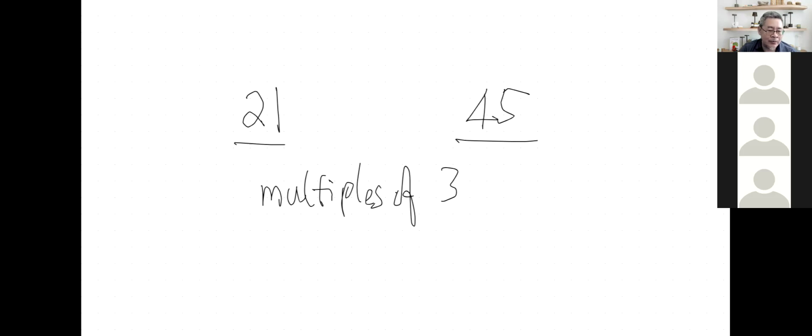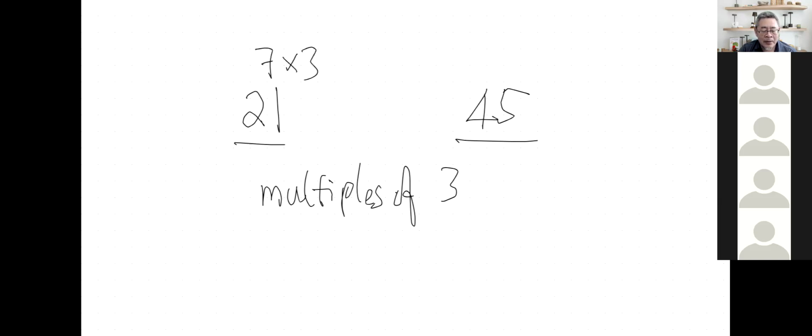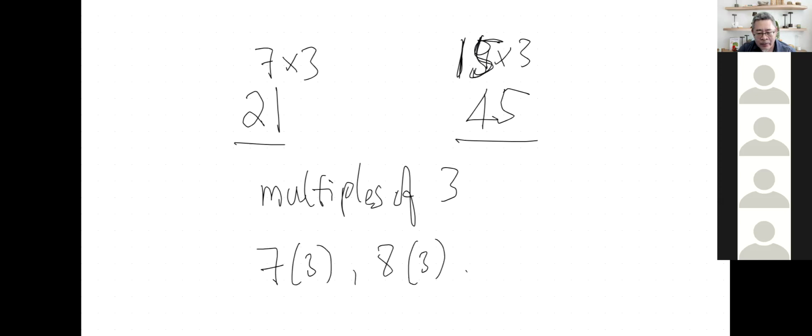Very good. So we can start with times 3. Sorry, not 9, we got 15 times 3. So basically we're talking about 7 times 3, 8 times 3, 9 times 3, all the way down to 15 times 3. That's the same as counting numbers from 7, 8, all the way to 15.